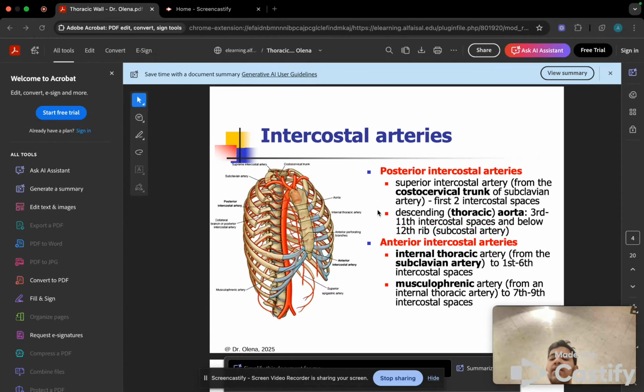And then you have the descending aorta. So you have the ascending aorta, arch of aorta, and then descending aorta. Now the descending aorta will provide arteries for the 3rd to the 11th intercostal spaces. So every intercostal space from 3rd to 11th, the artery posteriorly will come from the descending thoracic aorta, and then you have a subcostal artery for the 12th rib, because you don't have a 13th rib unless you have some insane genetic defect. You don't have a 13th rib, so the artery that's going to be below the 12th rib is a subcostal artery.